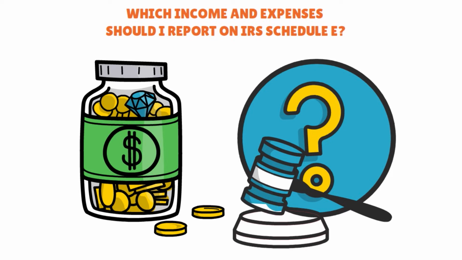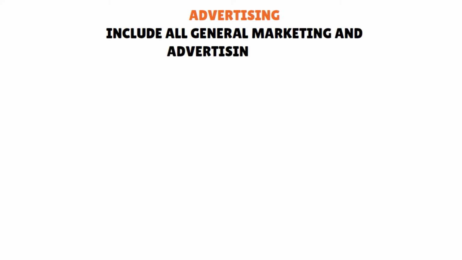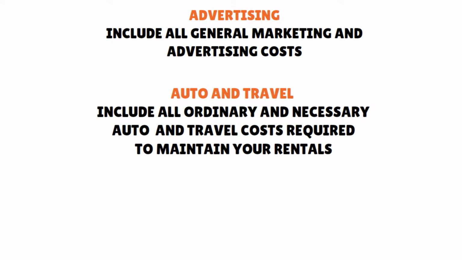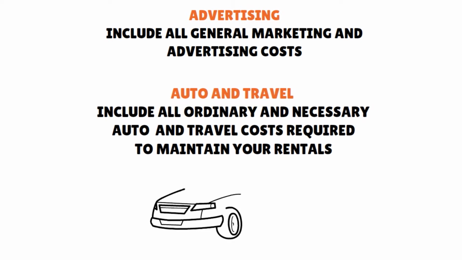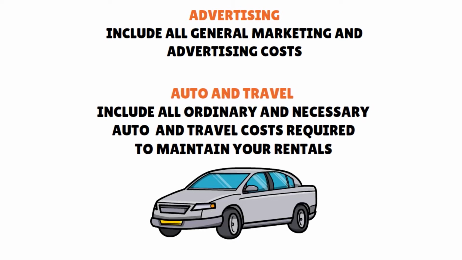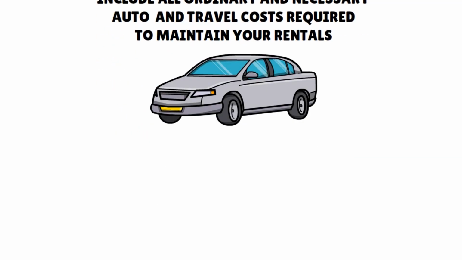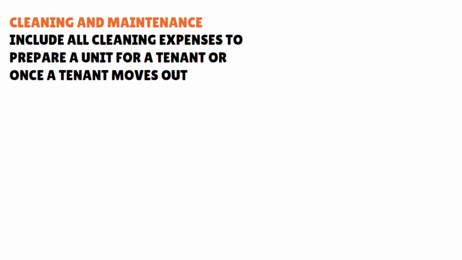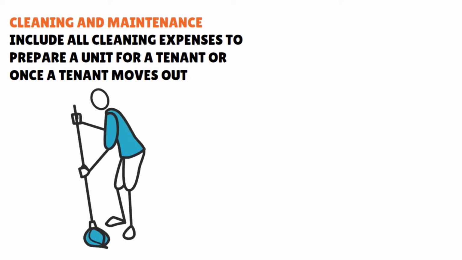So let me quickly give you a roundup of those things that you need. So advertising. You want to include all general marketing and advertising costs. Auto and travel. You want to include all ordinary and necessary auto and travel costs required to maintain your rentals. You have cleaning and maintenance. So all expenses that you use to prepare a unit for a tenant or once a tenant moves out.